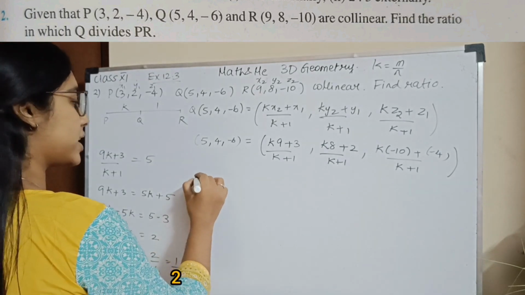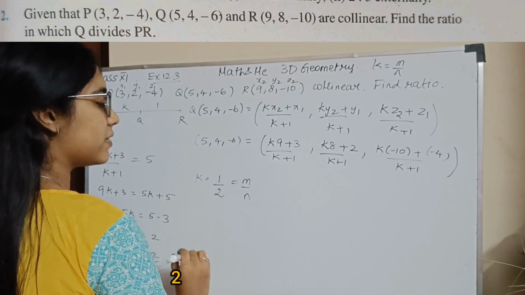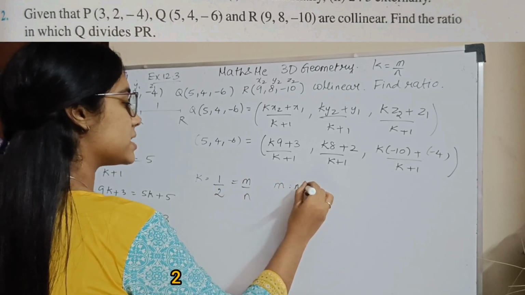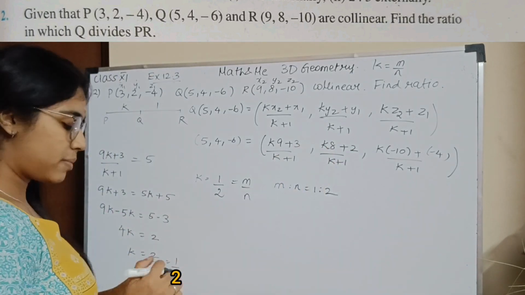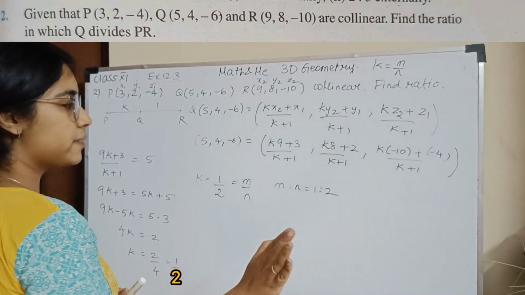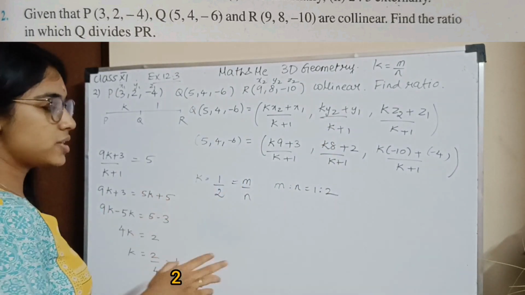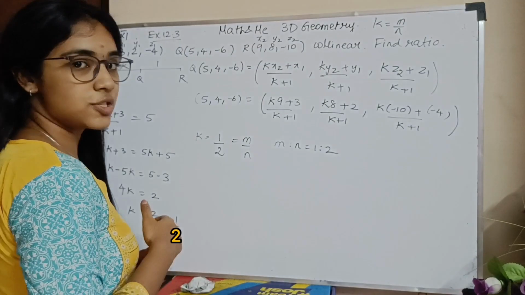So k oda ratio enna? The value of k is 1 divided by 2, which means it is m divided by n. So m is to n is nothing but 1 is to 2. மீதி ரெண்டும் பண்ணணும்ன்றது அவசியம் கிடையாது. You will get the same answer even if you equate the y coordinates and the z coordinates. So it is enough if you equate one of the coordinates. Okay, so the k value is half. So m by 2 enna? M is to n equals 1 is to 2. That's the ratio. Okay.